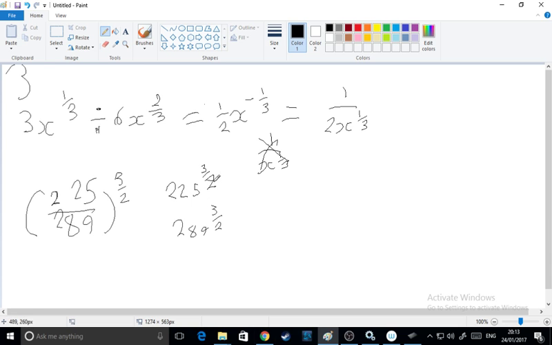So if we do that, I cannot do this in my brain. You have to do 225 to the power of 3, then square root whatever answer you got, and that should give you 3375.